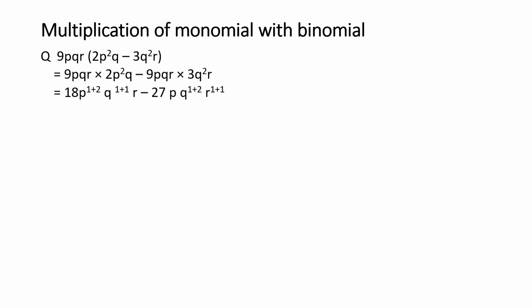9 2s are 18, p raised to power 1 and 2, p raised to power 1 plus 2, because the bases are same, we have to add their exponents. q raised to power 1 plus 1 and r is the only term, then minus 9 3s are 27. Here p is the only term, q raised to power 1 into q raised to power 2, that is 1 plus 2, and r raised to power 1 plus 1. That will become 18p cube q square r minus 27p q cube r square.